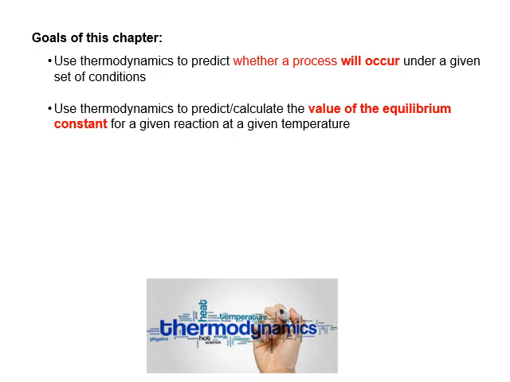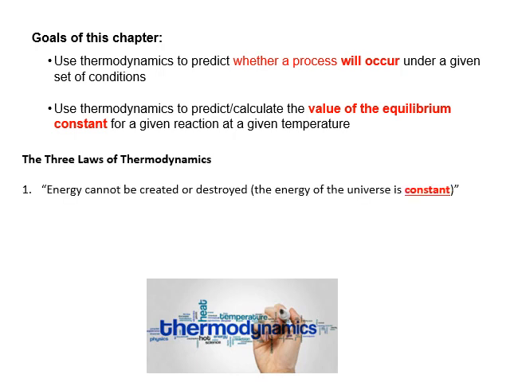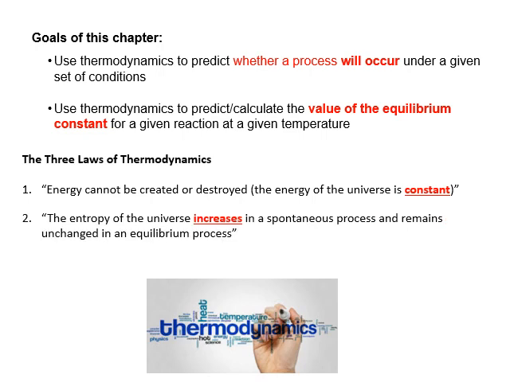I'll also now summarize the important laws of thermodynamics. In this chapter, we will be adding two laws of thermodynamics to the one that we already know. Recall that the first law of thermodynamics is that energy cannot be created or destroyed, that the energy of the universe is constant. The second law of thermodynamics states that the entropy of the universe increases in a spontaneous process and remains unchanged in an equilibrium process. The third law of thermodynamics states that the entropy of a perfect crystalline substance is zero at 0 Kelvin.